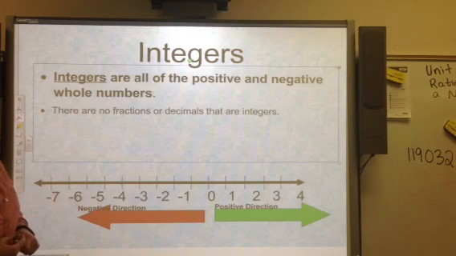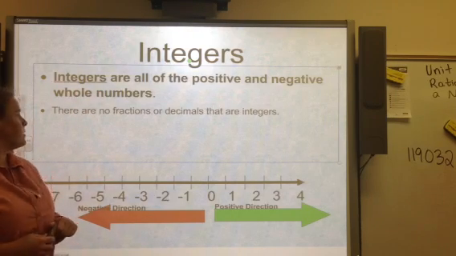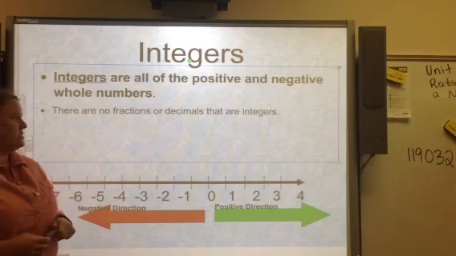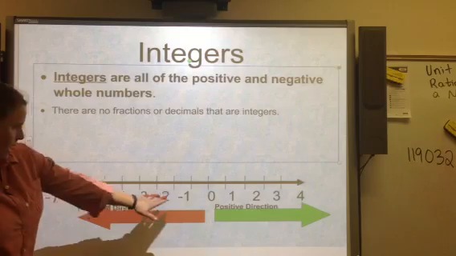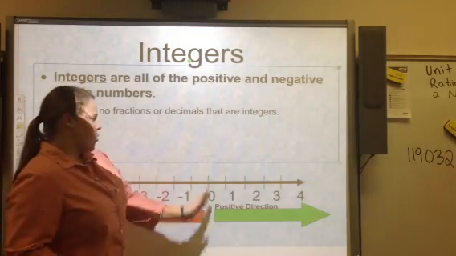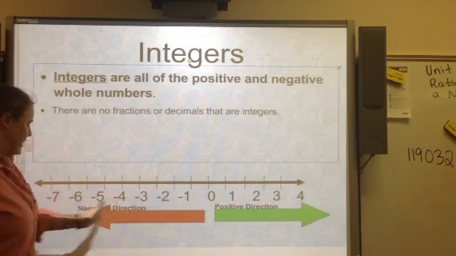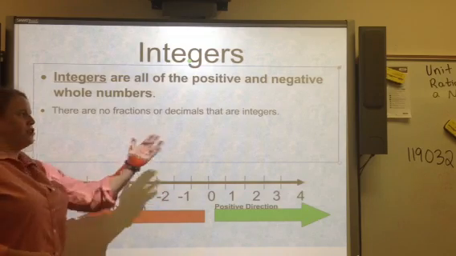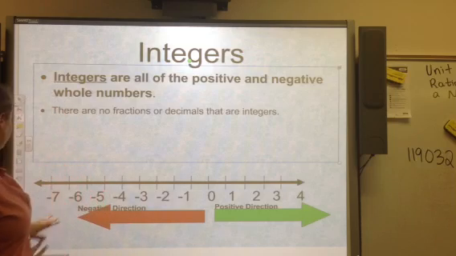So integers, as a reminder, are all of the positive and negative whole numbers. There are no fractions and decimals that are integers, just whole numbers. And on a number line, we have 0 as our origin, and then positive numbers moving to the right, negative numbers moving to the left. And I do want you to get this diagram in the notes written out, so make sure you're pausing as you need to.